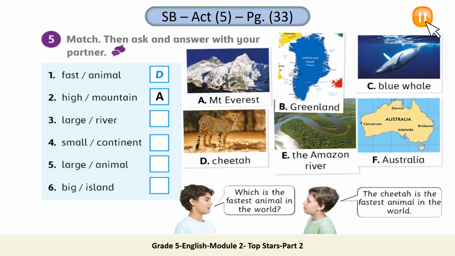Let's check your answers. 3. Which is the largest river in the world? Very good. E, the Amazon River. 4. Which is the smallest continent in the world? F, Australia. 5. Which is the largest animal in the world? Well done. C, the blue whale. 6. Which is the biggest island in the world? Very good. B, Greenland.